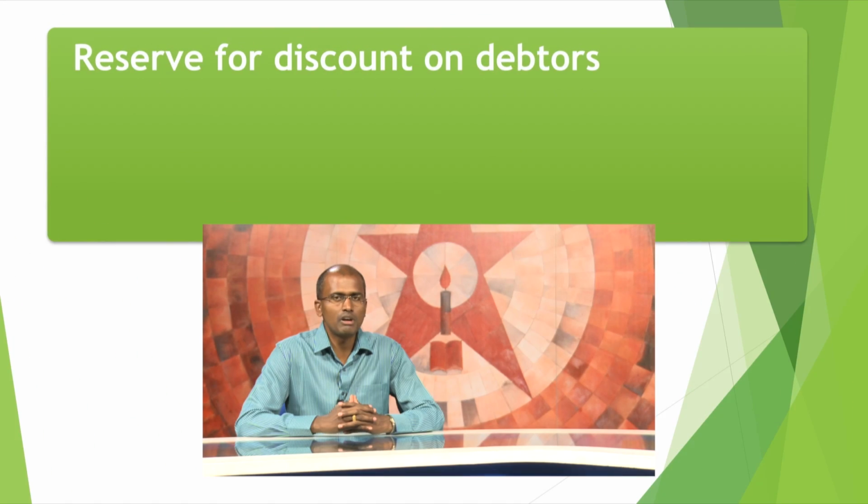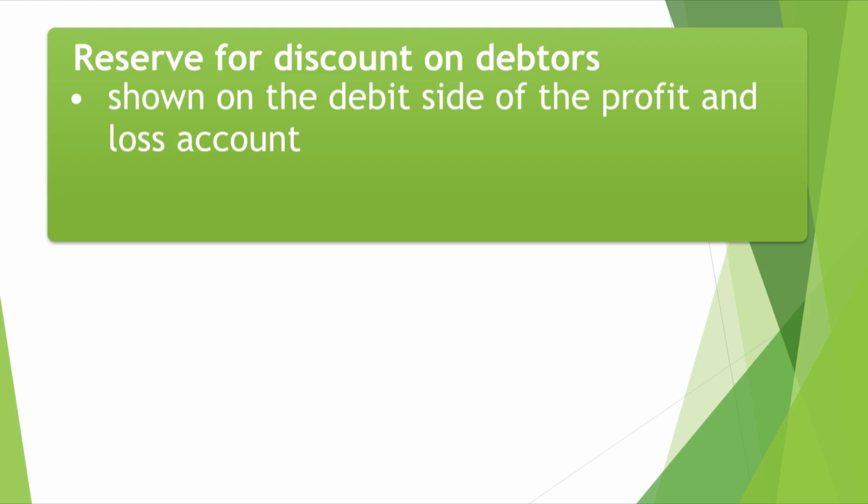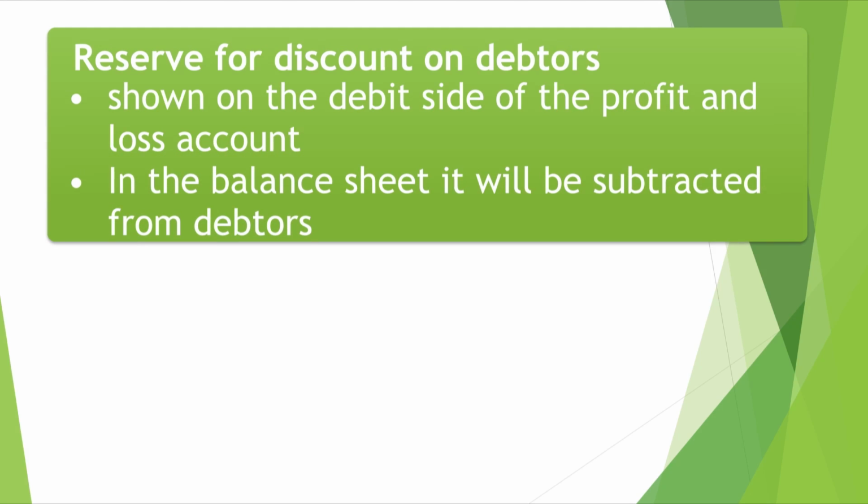Reserve for discount on debtors. This is the amount of profit set aside to cover discount that the business has to allow to its customers or debtors in future. It has to be calculated on debtors after subtracting bad debts and provision for bad debts, if any. Once calculated, it will be shown on the debit side of profit and loss account, and in the balance sheet it will be subtracted from debtors.